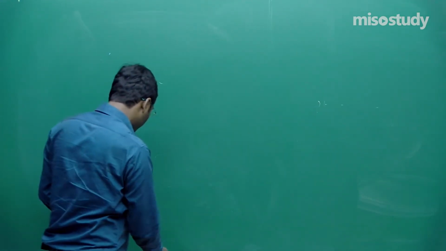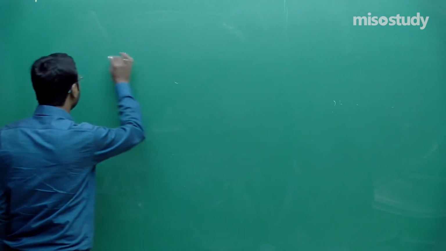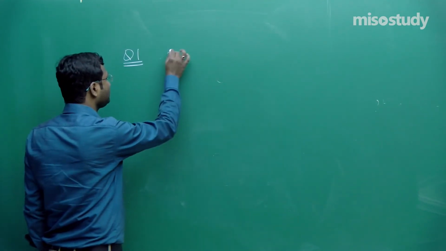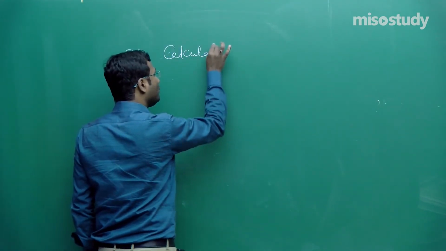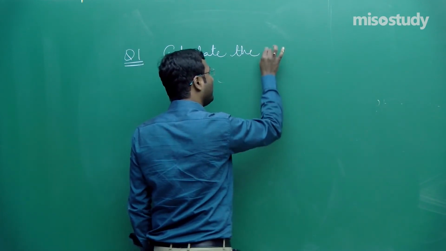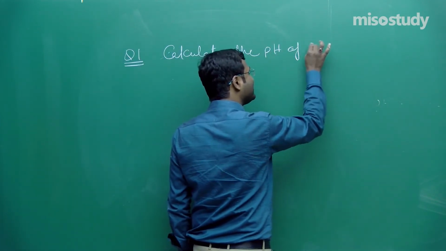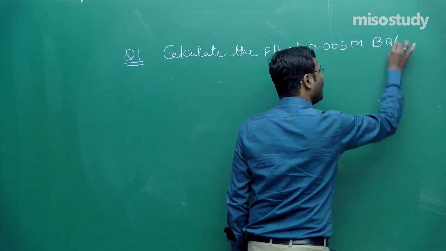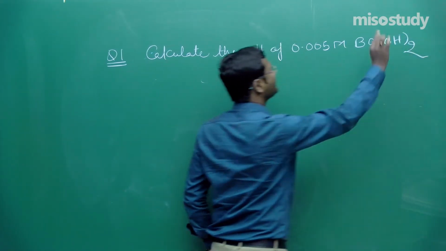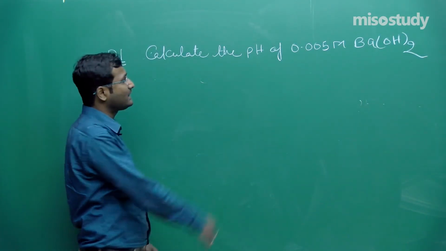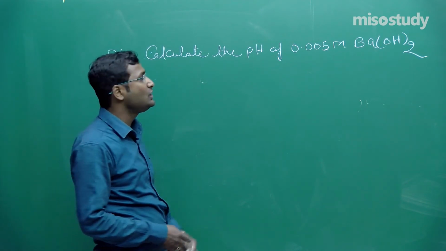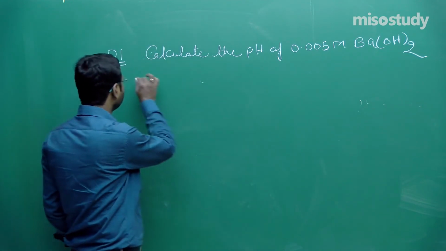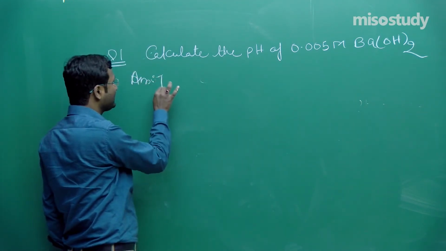So friends, I will do a few questions related to pH and POH. Okay, now first question. Calculate the pH of 0.005 molar Ba(OH)2 solution. The question is, calculate the pH of 0.005 molar Ba(OH)2 solution. The answer is very easy.